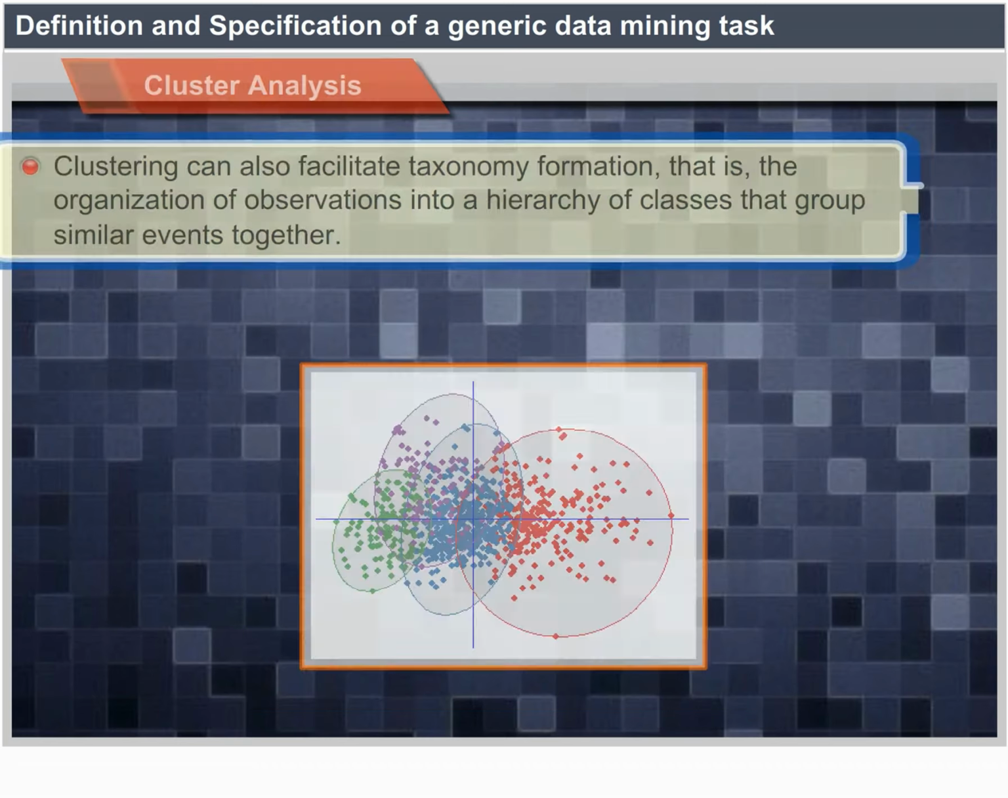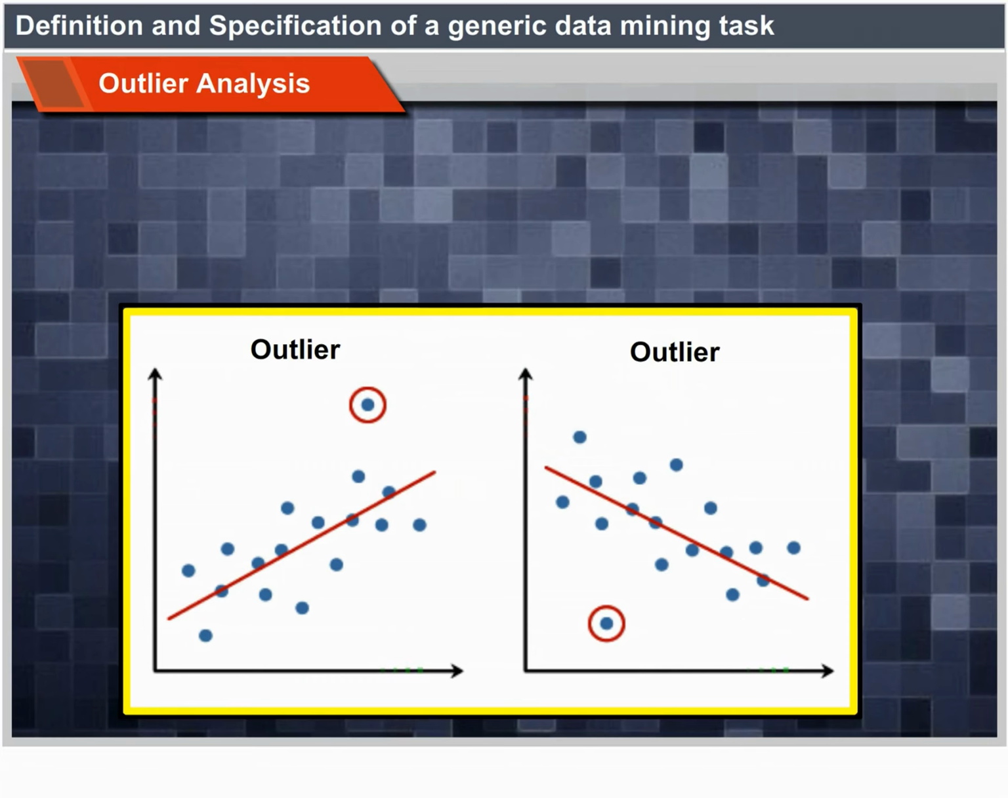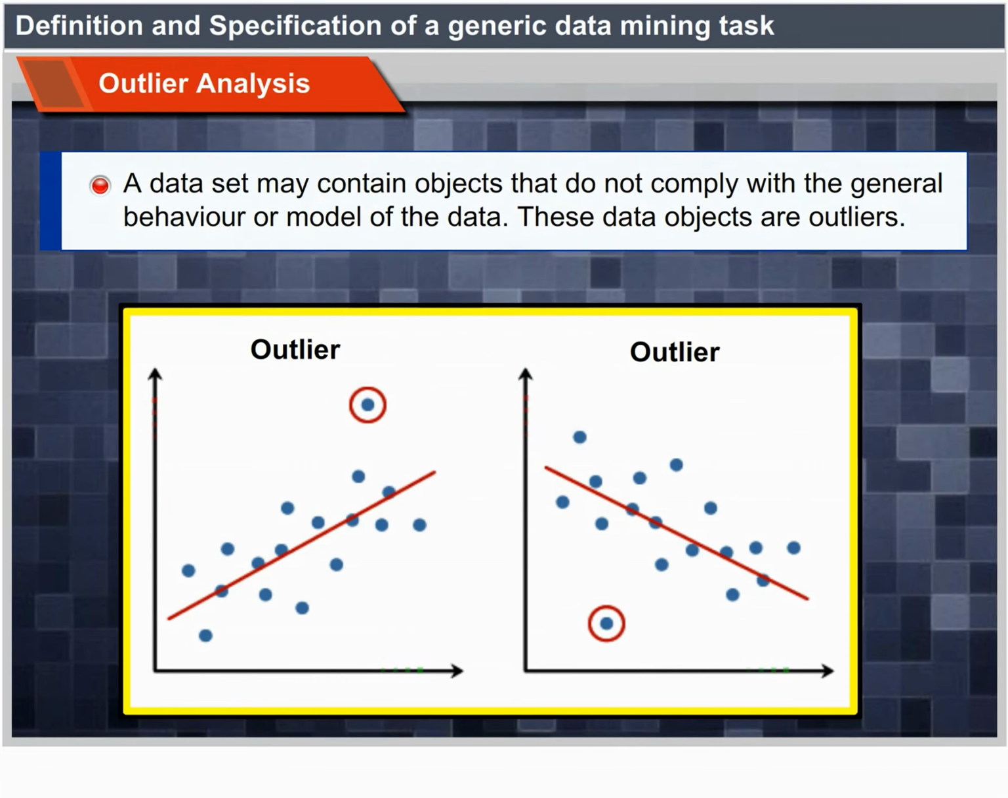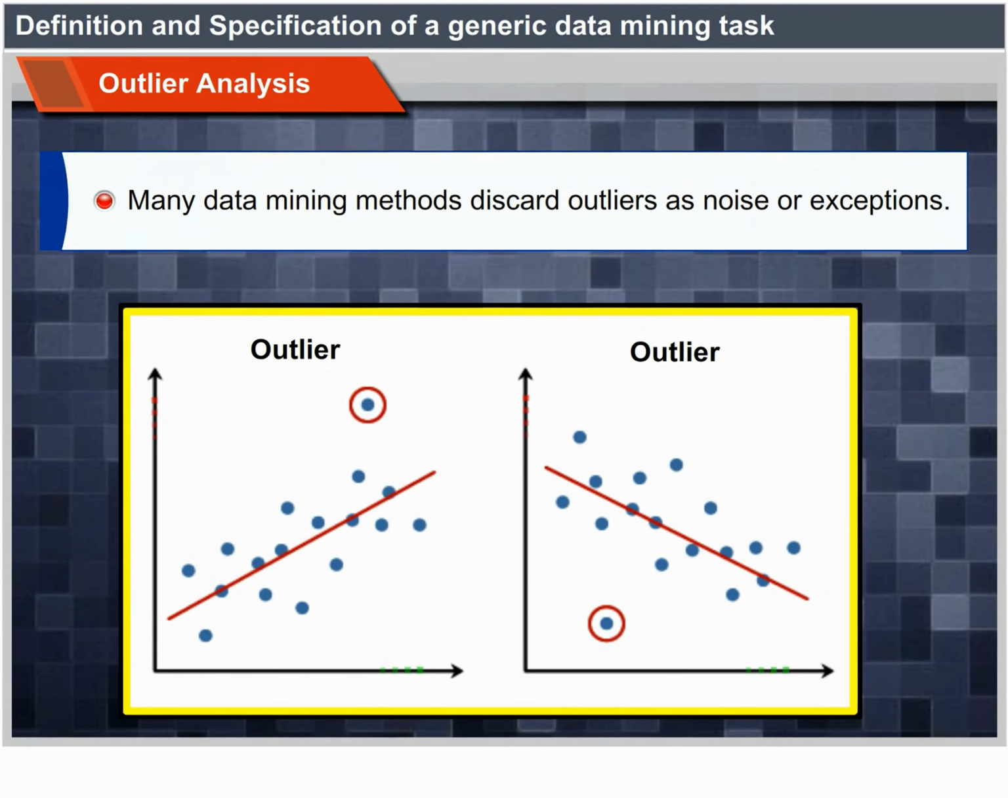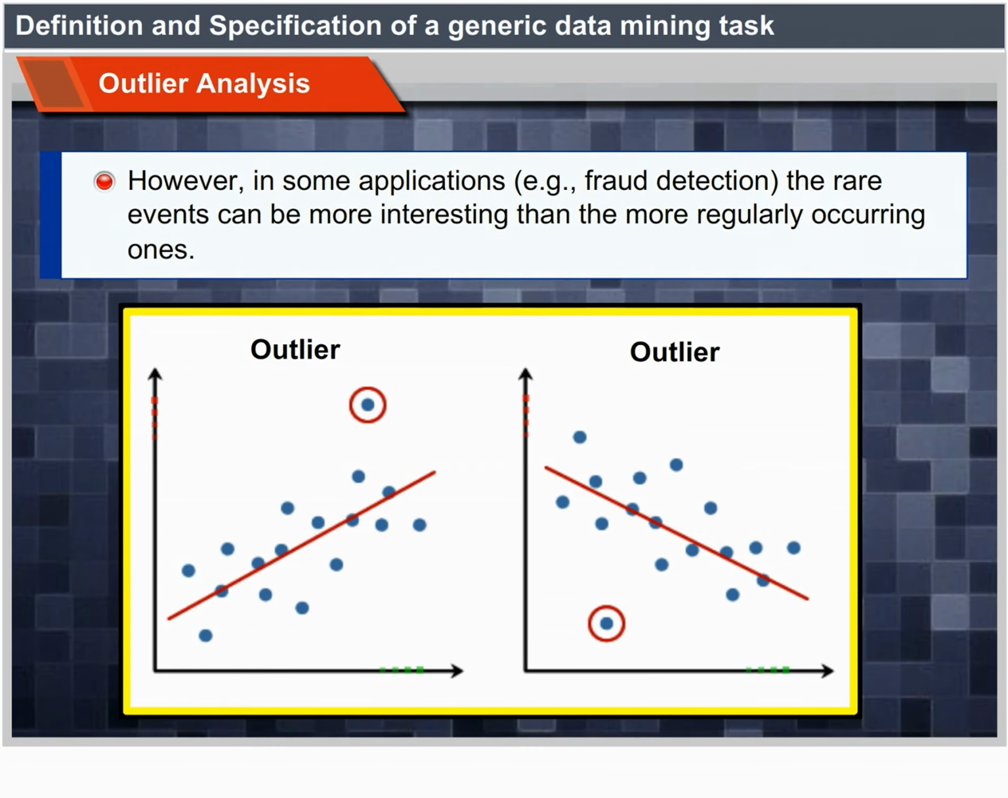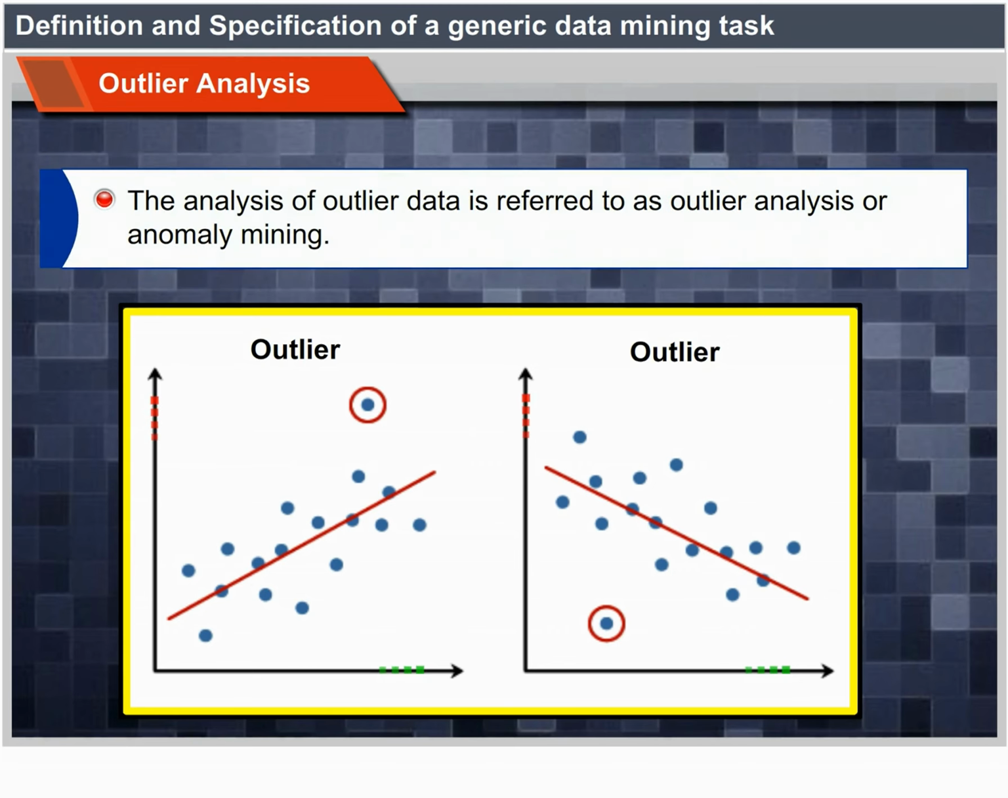Outlier analysis. A data set may contain objects that do not comply with the general behavior or model of the data. These data objects are outliers. Many data mining methods discard outliers as noise or exceptions. However, in some applications, such as fraud detection, the rare events can be more interesting than the more regularly occurring ones. The analysis of outlier data is referred to as outlier analysis or anomaly mining.